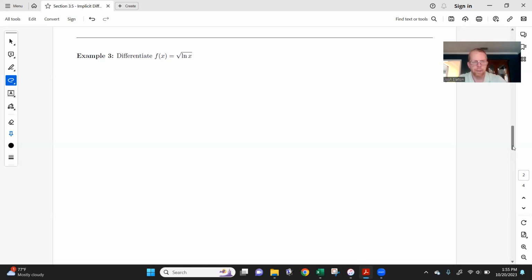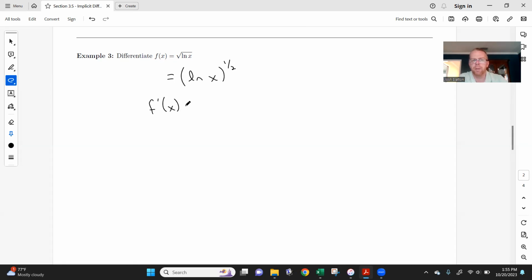All right, so let's look at f of x equals square root of ln of x. I would advise you, whenever you're taking derivatives and you have roots or radicals, write it with an exponent because we're going to use the power rule. It's a lot easier if you have this already written as an exponent rather than a radical.